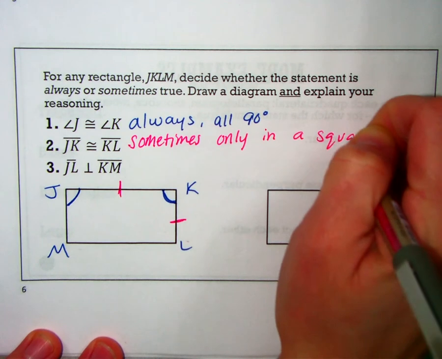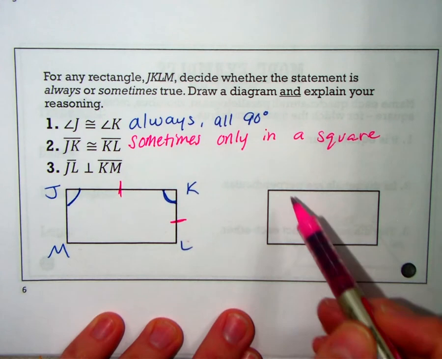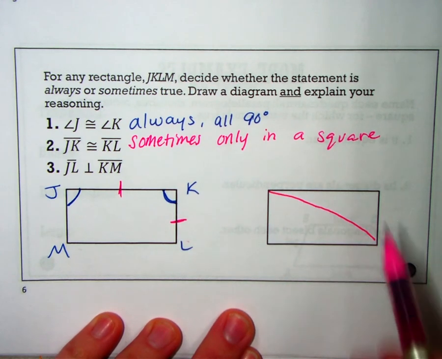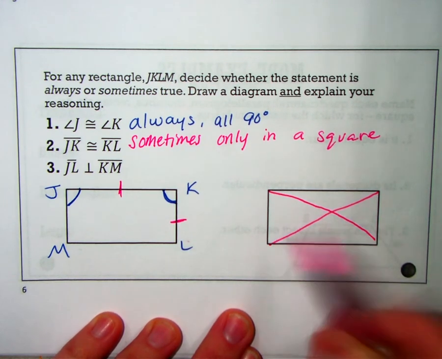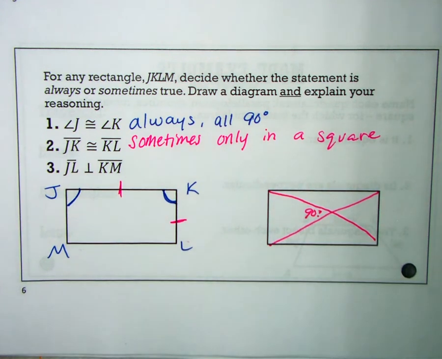Okay, and we just talked about this one. This is the diagonals here. So in a rectangle, is this 90 degrees? No. Is that going to be 90 degrees? No, not always. Sometimes, when that happens to be a square.